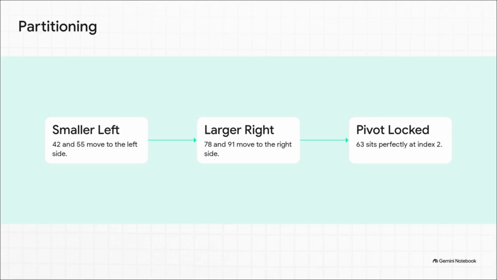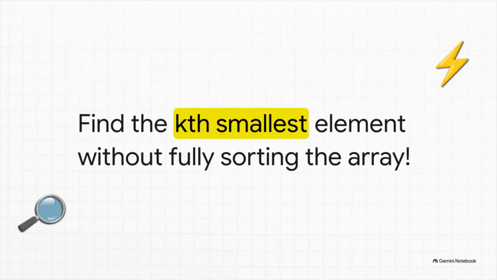The left side isn't fully sorted, and the right side isn't fully sorted either. But that 63? It is locked perfectly into its forever home. This perfectly highlights why partitioning is such a big deal.